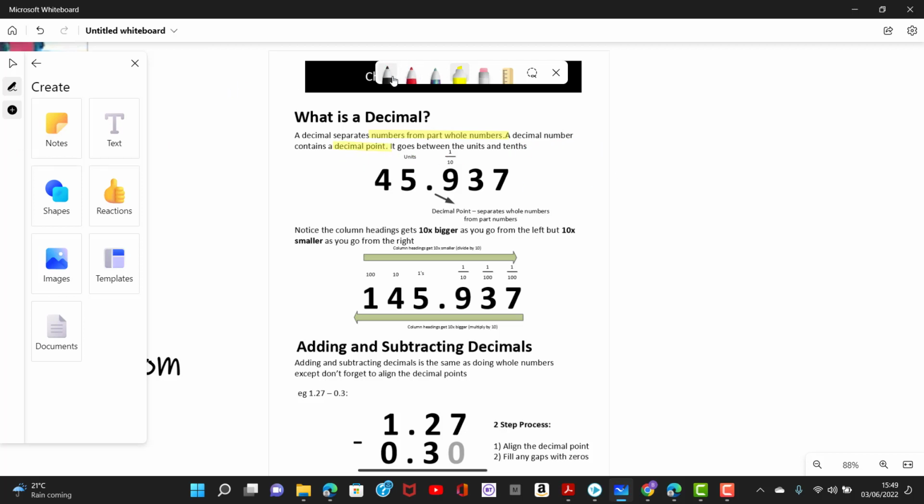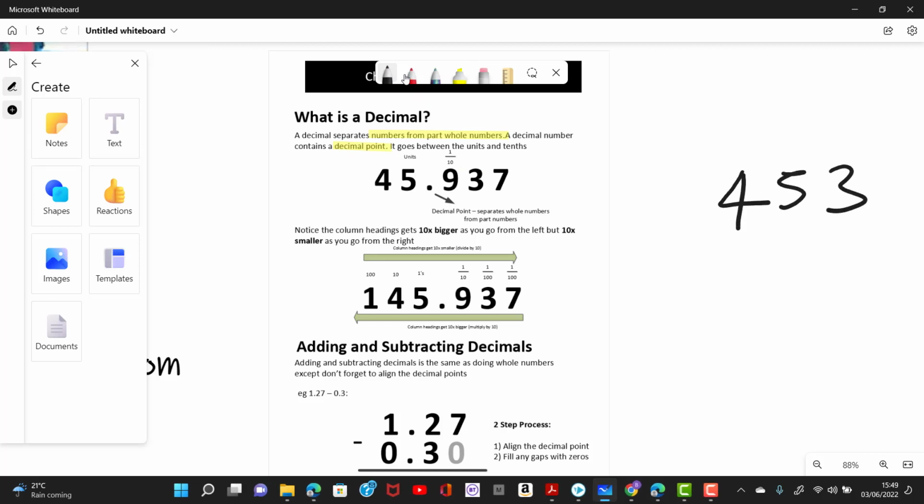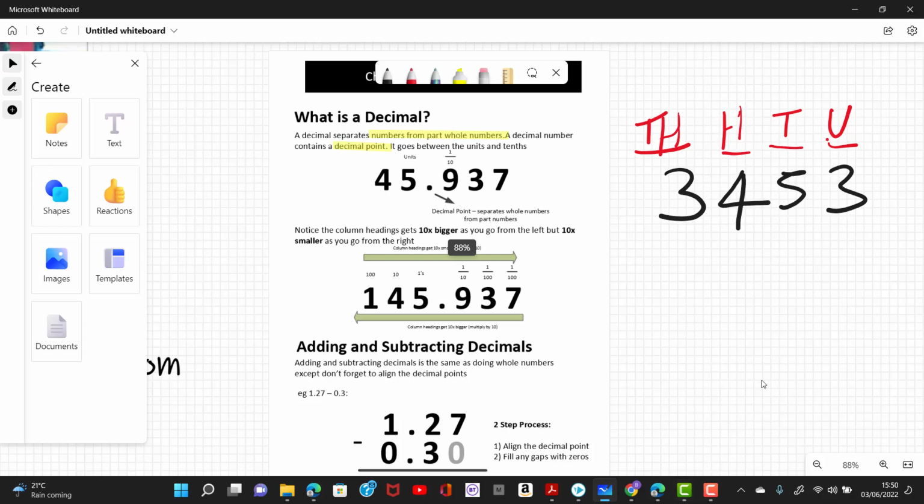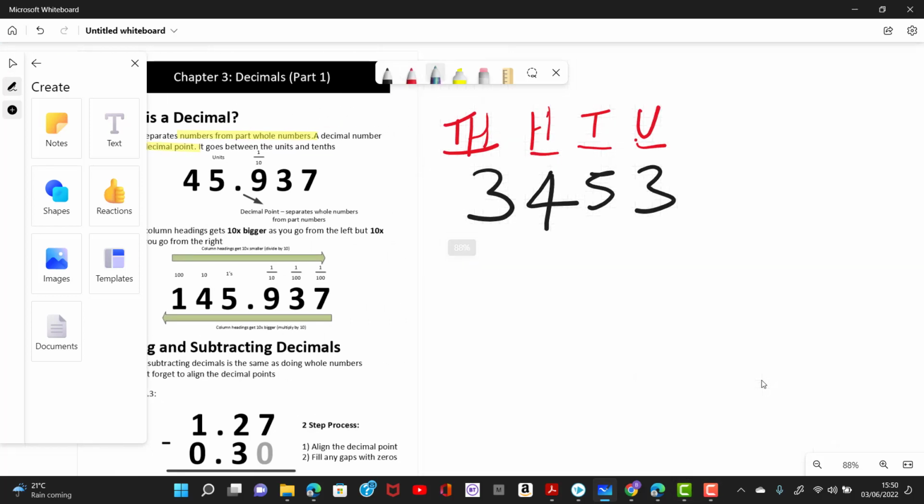So if you look at a typical example, let's say 4, 5, 3, 2, 3. So you have here the units column, tens column, the hundreds column, and the thousands column. What separates them is a decimal point, so I'll put that nice and big there. And then if I do 3, 4, 6, you'll have a tenths column, a hundredths column, and a thousandths column.